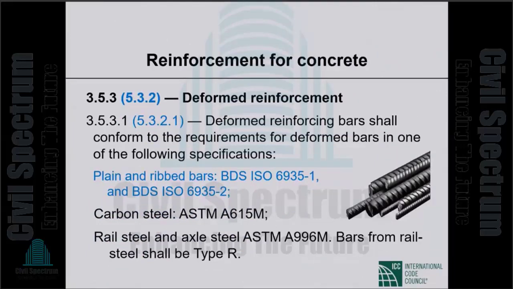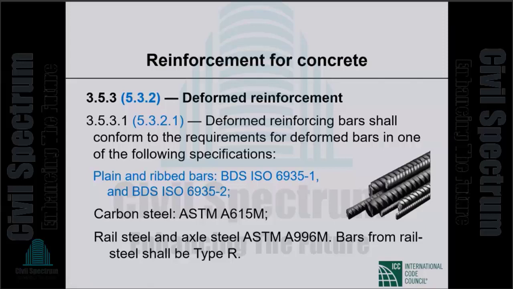Anyway, deformed reinforcement. That's what we always basically use. There used to be plain reinforcement a long time ago, but that has now been discontinued for quite a while. So all reinforcement is deformed reinforcement. The deformations are those ribs that you see on reinforcing bars. It is also called ribbed bars, the deformed bars. So deformed reinforcing bars shall conform to the requirements for deformed bars in one of the following specifications.